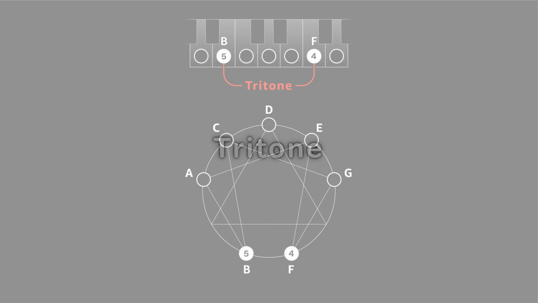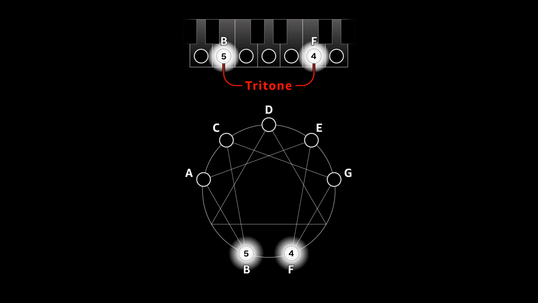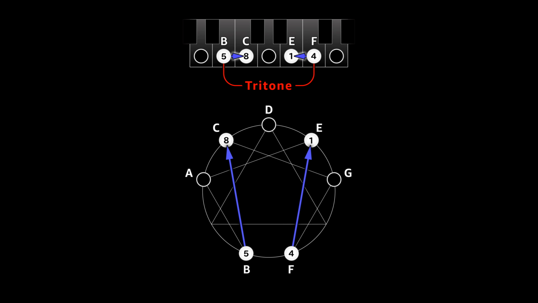Tritone. The interval between B and F is called the tritone, which creates an unstable sound. In order to resolve this dissonance, B needs to be moved to C, and F needs to be moved to E.